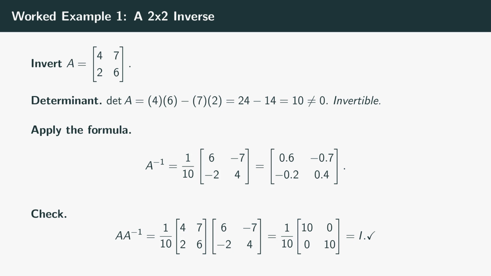That gives 1/10 times the matrix with first row 6, -7, and second row -2, 4, in decimals, first row 0.6, -0.7, and second row -0.2, 0.4. Always check. Multiply A by this inverse. The top left entry is 4 times 6 plus 7 times -2, which is 24 minus 14 equals 10. The off-diagonal entries cancel to 0, and the bottom right also comes to 10. So A times A inverse is 1/10 times 10 on the diagonal, which is the identity. Confirmed.